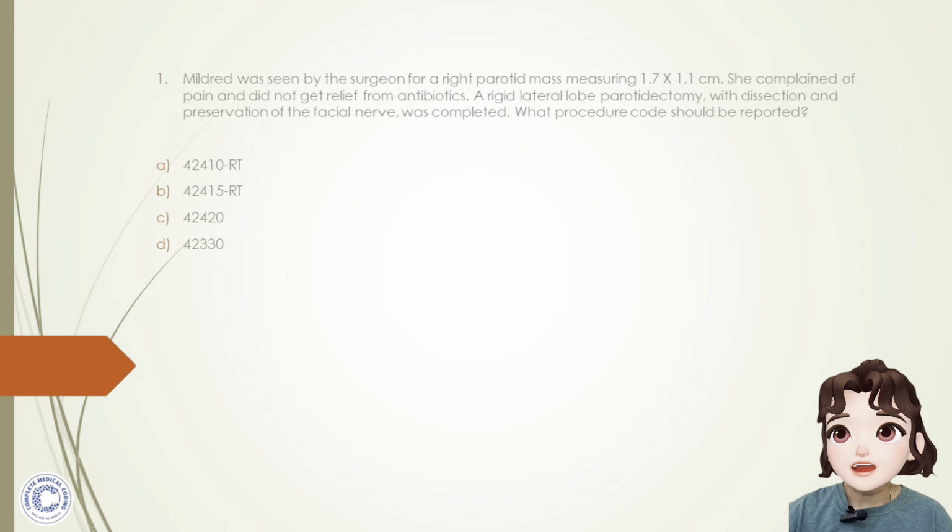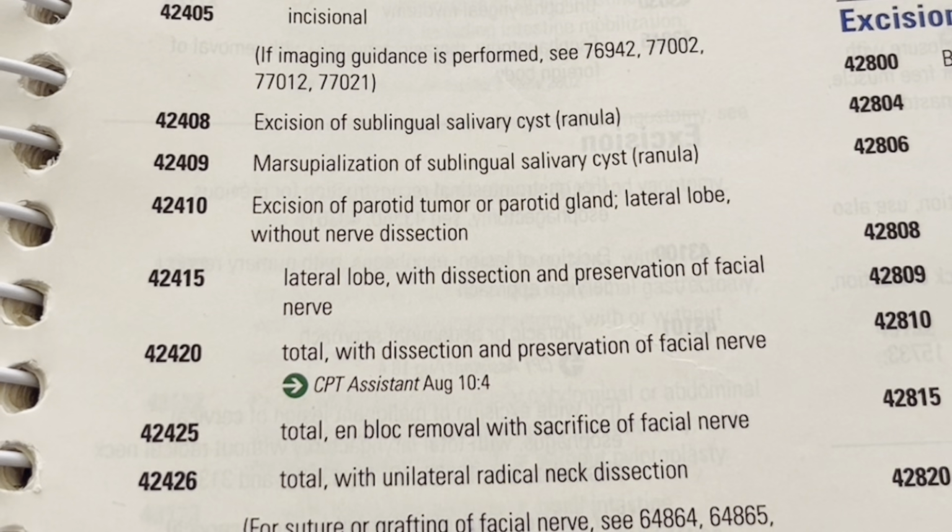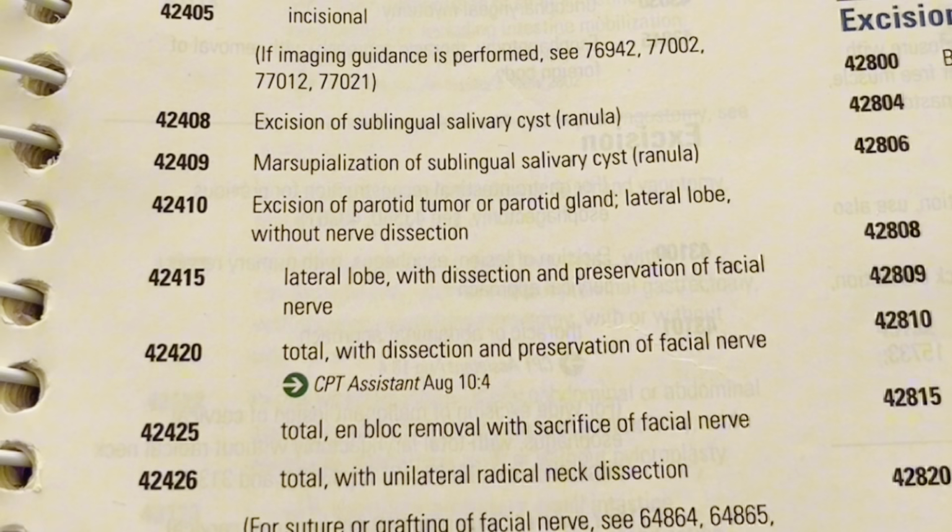Initially some treatment has been given with medications, but she had no relief from the antibiotics. So the doctor has undergone parotidectomy with dissection and preservation of facial nerve. That is the procedure. So let's look into each CPT code. Let's move on to the first option 42410. Please take 42410 in the CPT code book.